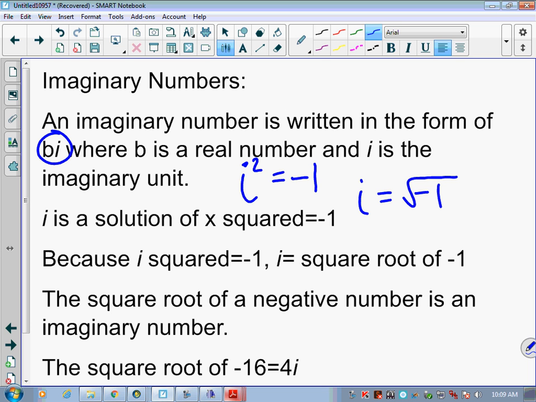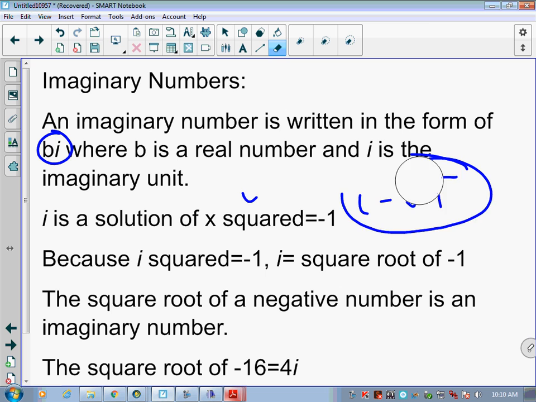Okay? i to the fourth equals a positive 1. But anyway, getting back to this, because i squared equals negative 1, i equals the square root of negative 1, right here. Okay, the square root of a negative number is an imaginary number. Therefore, the square root of negative 16 is 4i. And I want to show you how we actually do that.